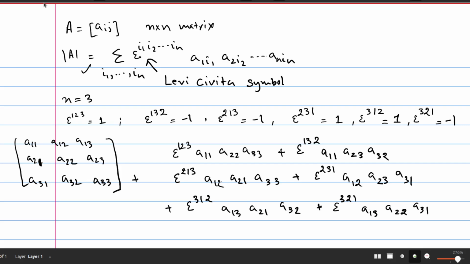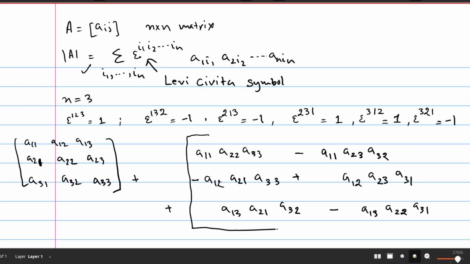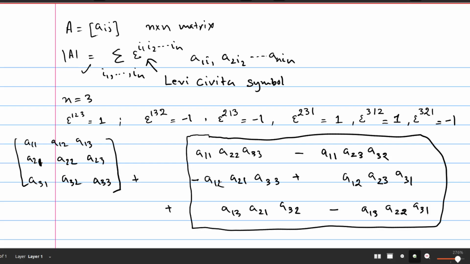Now if we replace these symbols by their values, for example epsilon 1 2 3 is 1, epsilon 1 3 2 is minus 1, epsilon 2 1 3 is minus 1, epsilon 2 3 1 is plus 1, epsilon 3 1 2 is also plus 1, and epsilon 3 2 1 is minus 1, then the expression that we get, here we have a plus sign, is simply the determinant of this matrix here.